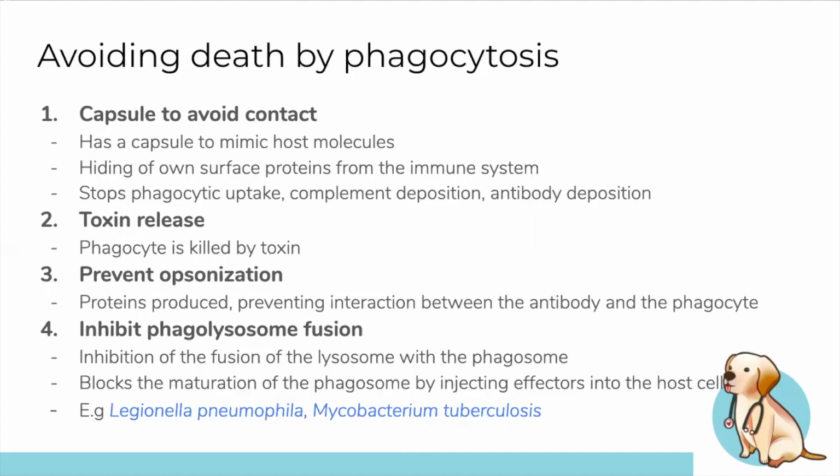If you don't have opsonization, which is when your antibody sticks to it and is like, hey, look at this bacteria here, come eat it. If you don't have that, then there's no signaling saying let's eat this thing. And if you inhibit phagolysosome fusion, so if you don't let the lysosome, which is full of the bad stuff, fuse with the phagosome, then you're not going to be able to kill the bacteria via the process of phagocytosis. And it does this by injecting things into the phagocyte before it gets eaten up. And so some examples of things that do that.